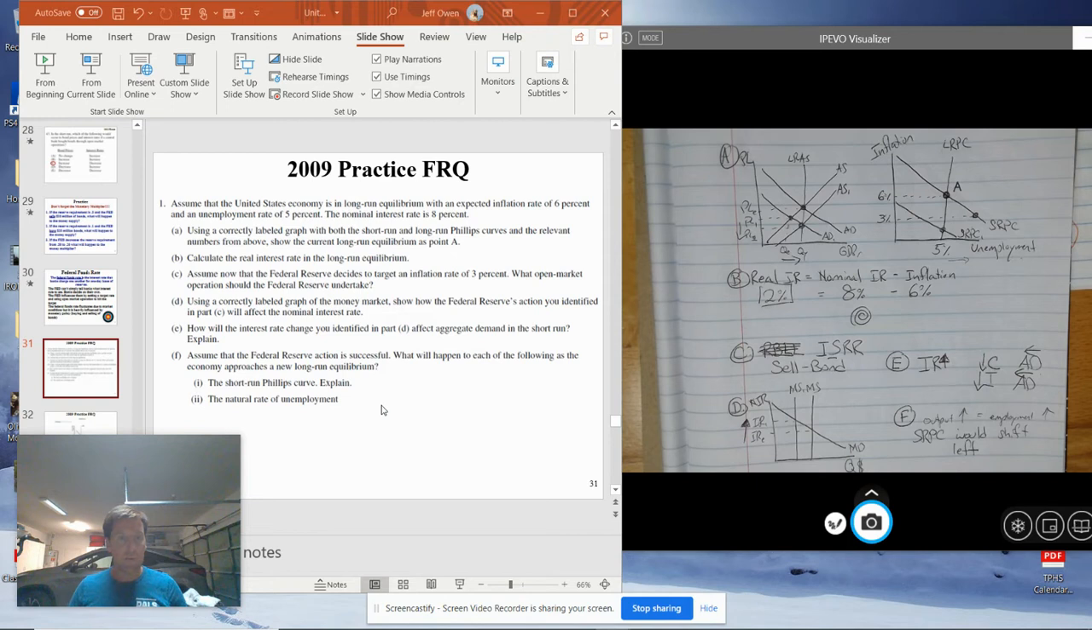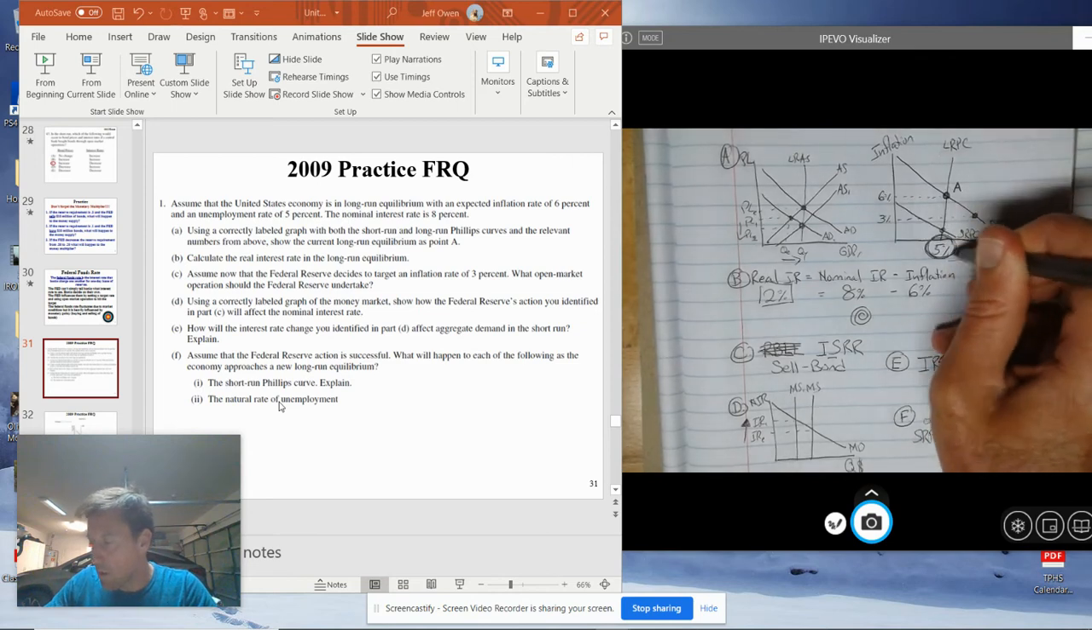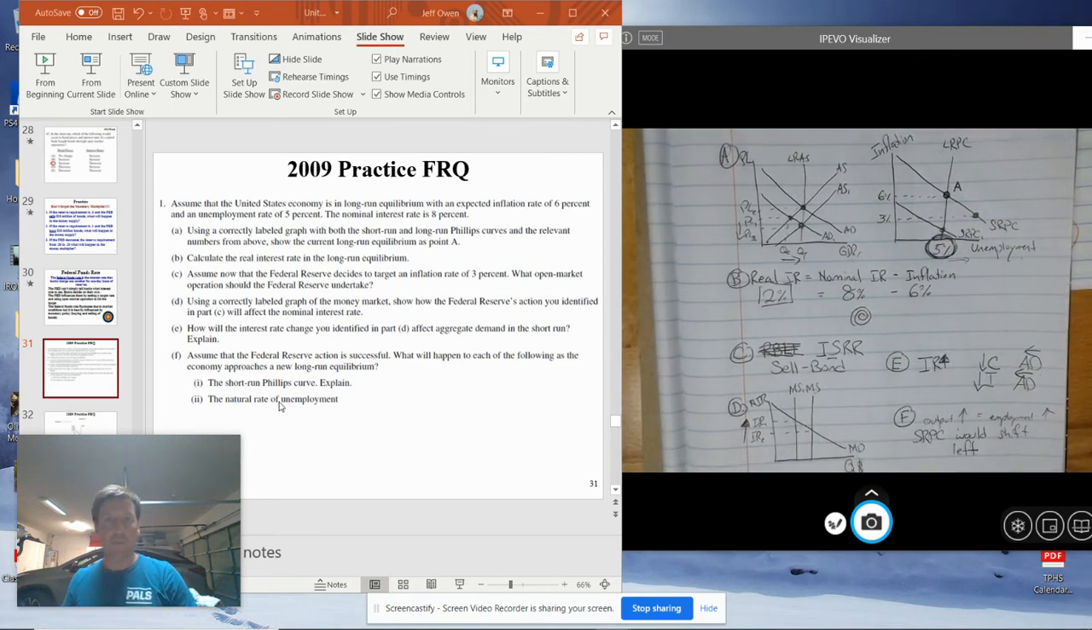So there is our F right there. Oh, sorry, that's not our F. There's one more. What's going to happen to the natural rate of unemployment? Not a darn thing. It is always going to be in the same spot. Our natural rate of unemployment, 4 to 6%. Cool. So that was 2009.